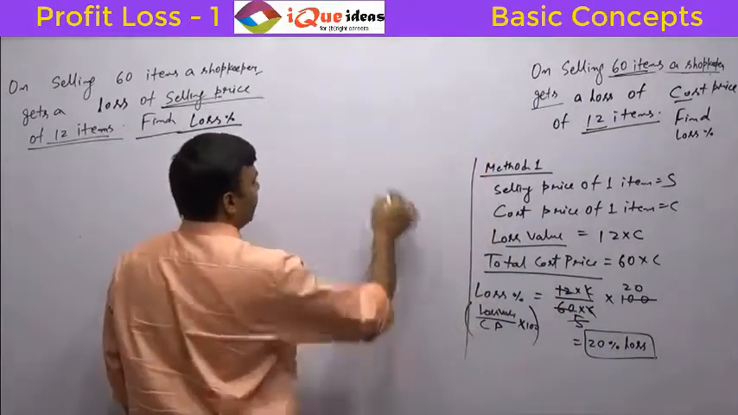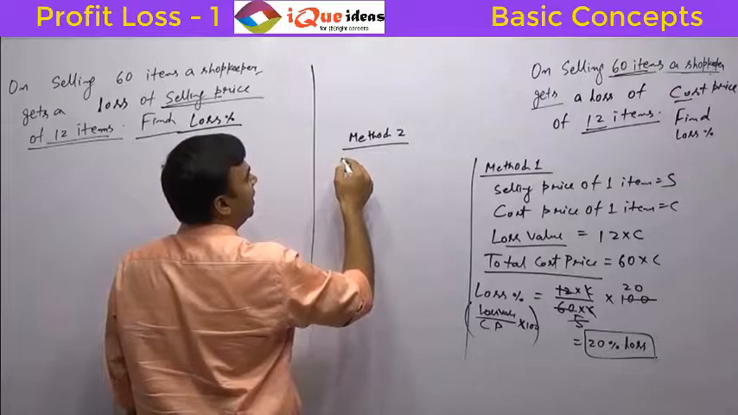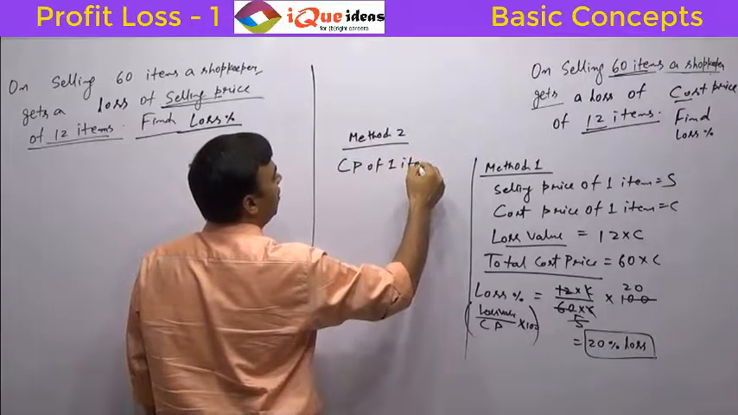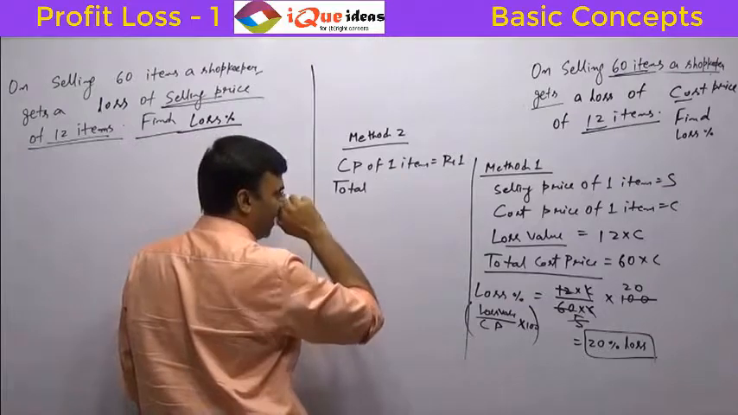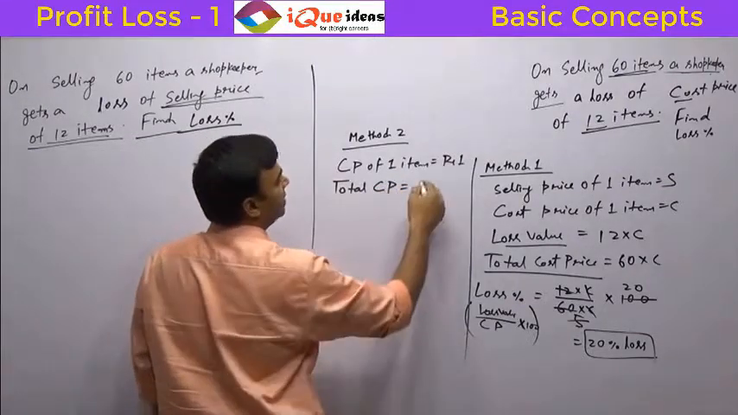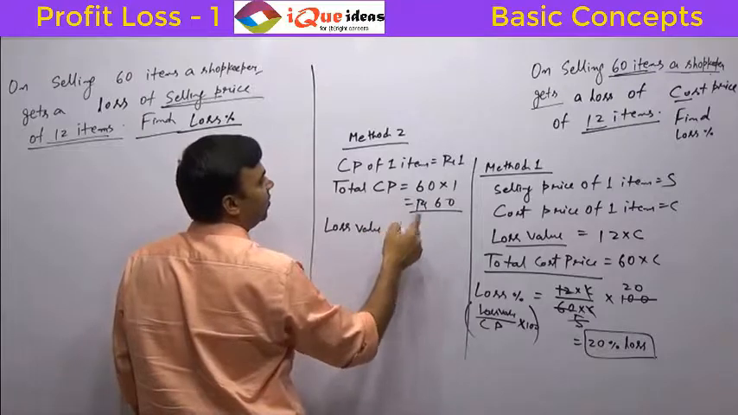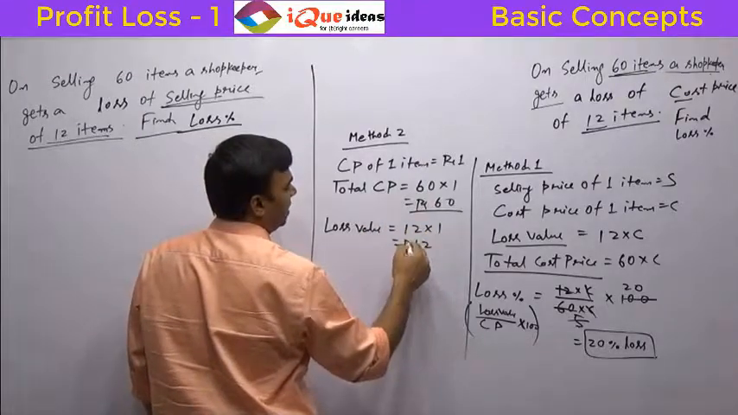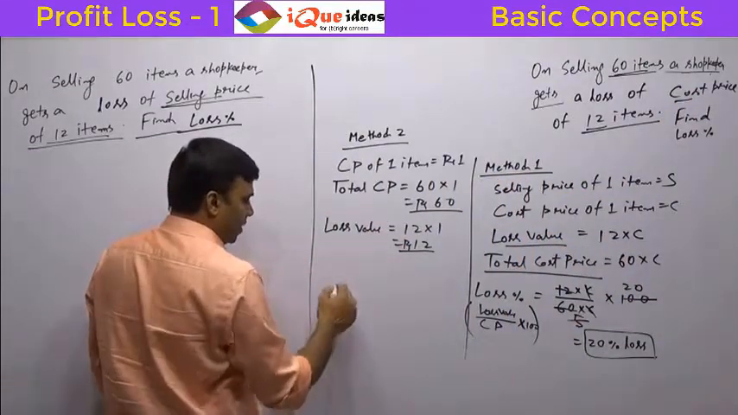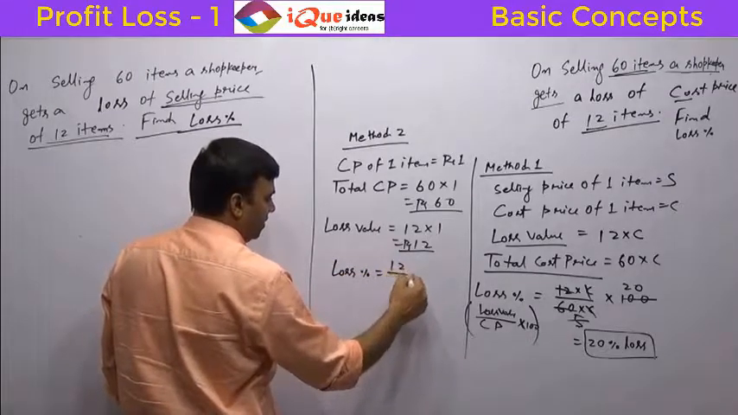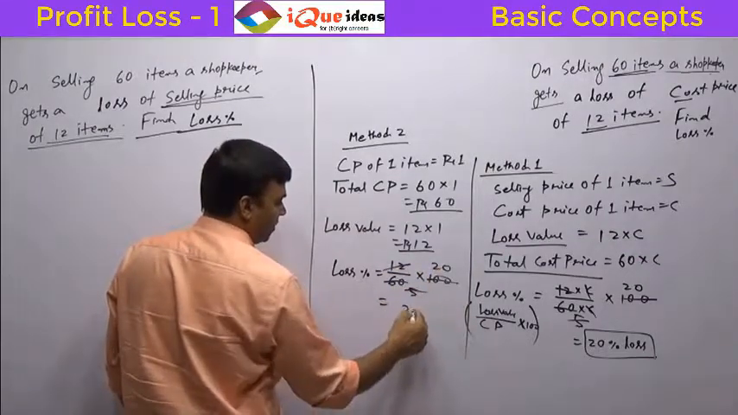If I take method 2 in this case, in which we assume that the cost price of one item is equal to rupee 1. So the total cost price, we don't even need to worry about selling price because we just calculate the cost price as 60 into 1. So it is 60 rupees. And the total loss value will be equal to 12 into 1, that is 12 rupees, because the loss value is given as cost price of 12 items. So straight away, the loss percentage will be equal to loss value divided by cost price into 100. 12 5s are 500, it cancels 120 times, so it is 20% loss.